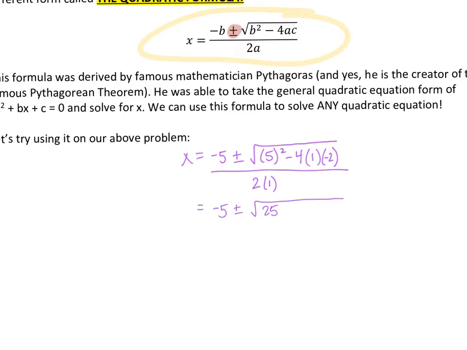So really, I have 4 times 1 times -2, that's -8. But when I subtract a negative, that makes it positive. So really, I'm adding 8. You could also consider it as -4 times 1 times -2, which is a positive 8. Okay, so that's looking good.